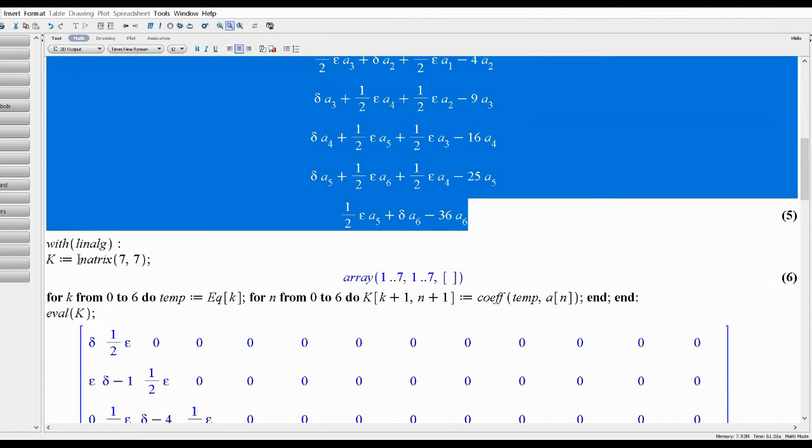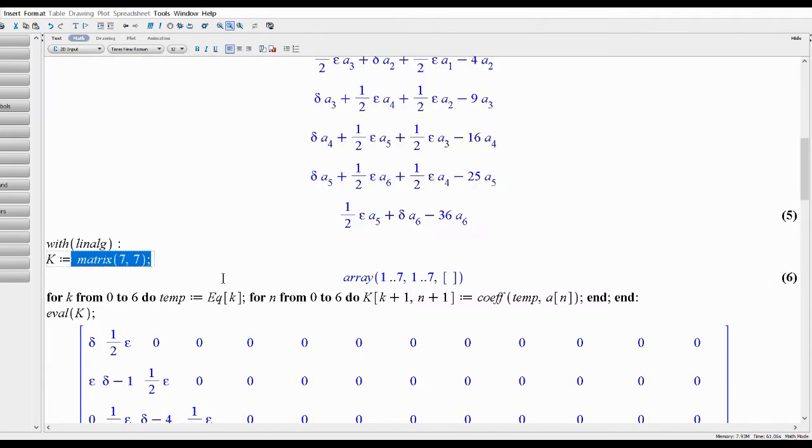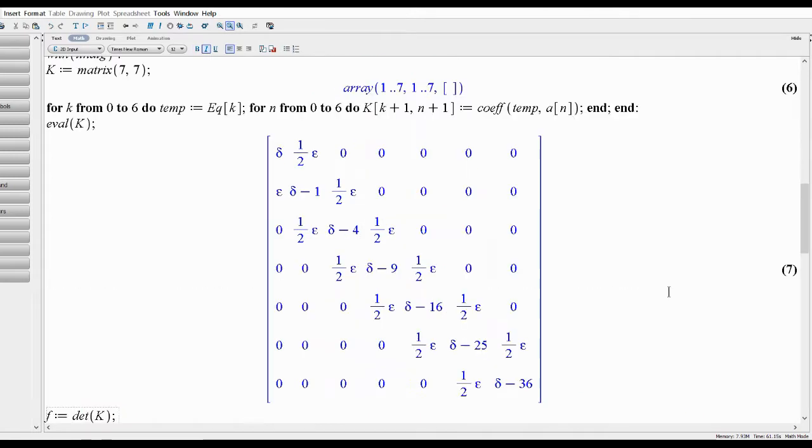Because we have truncated our expansion, therefore we have a finite size determinant. Otherwise we would have an infinite determinant. That is why this is called the method of infinite determinants. Okay, so we're defining it now. Now 0 to 6, 0 to 6 here, that's the 7 by 7 matrix. If we evaluate k, that is what we get here, this matrix. And you can see here that if I put delta epsilon equal to 0, then it's a diagonal matrix. This one here, this one here, this one here.